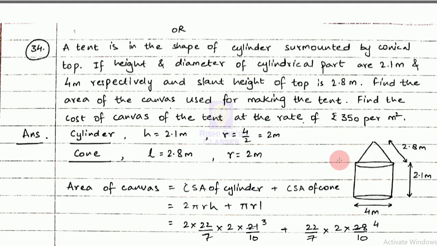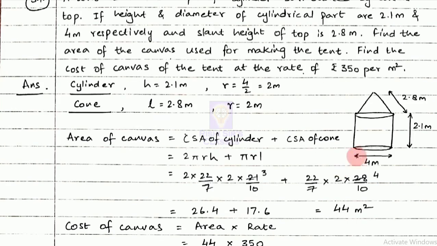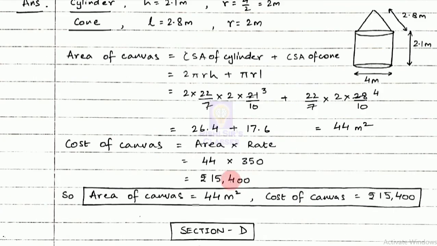So regarding the area of canvas, that will be the CSA of the cylinder plus the CSA of the cone. We can just apply the formula, apply the values and find out the answer for the area of canvas. Now for the second part, that is the cost of the canvas. That means area multiplied by rupees 350. So the answer will be 15,400 rupees.